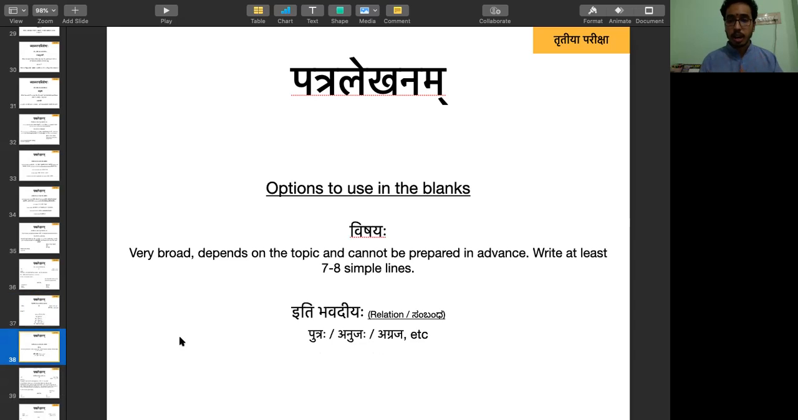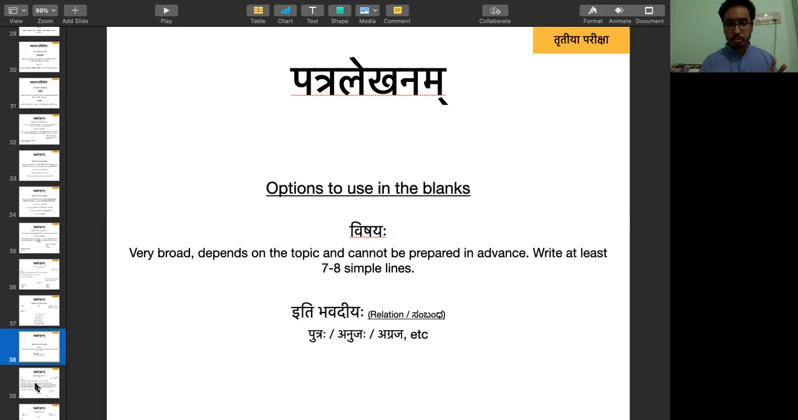Next. Vishaya, as I told you, it's very broad. You can never prepare for this in advance. Write 7 to 8 simple sentences. Finally, Iti Bhavadiya or Bhavadiya, Putraha, Anujaha, Agrajaha, Mitram, whatever. Again, if you're writing to your mother, don't write Tava Bhrata, because it will be totally wrong. So if you're writing to your father, either be a Putra or Putri.